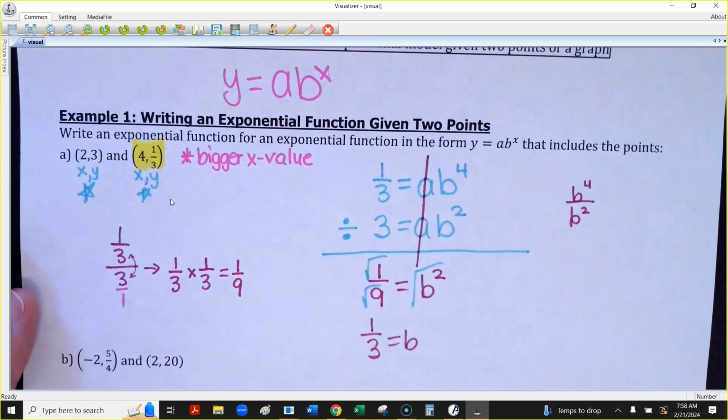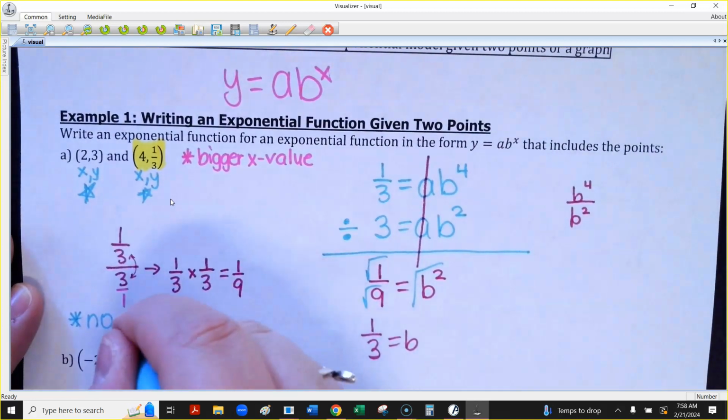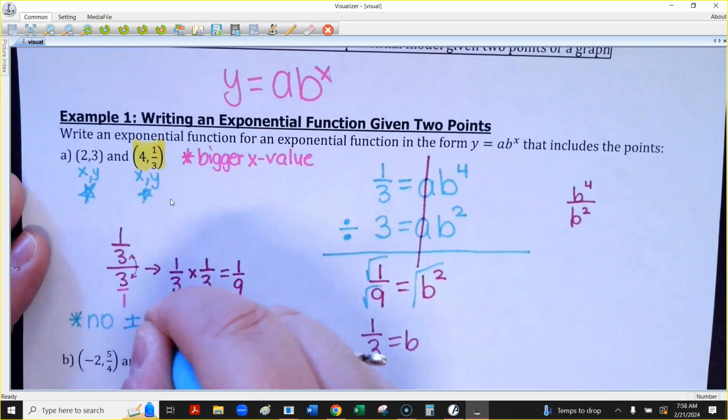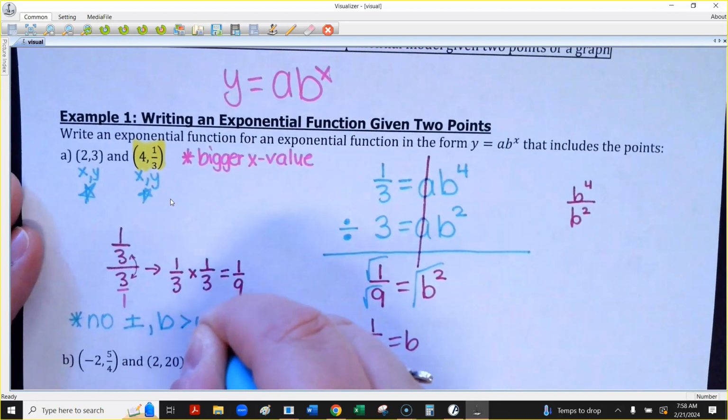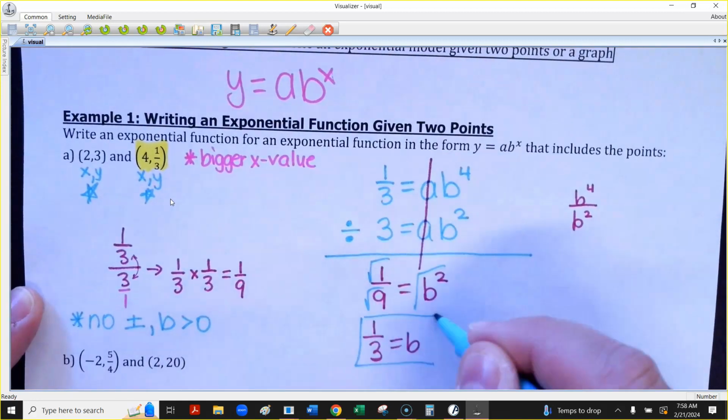And I'm just going to make a teeny tiny note over here to the side. Whenever you're working with an exponential, I don't know if you guys remember this from yesterday, if you take a square root like I did here, or a 4th root, you're supposed to put the plus and minus symbol. If you remember though, by definition, b has to be a positive value if you're working with an exponential. That's part of the rules for an exponential equation. So you're not going to put a plus and minus symbol in front of it. It's just going to be positive 1/3 here.